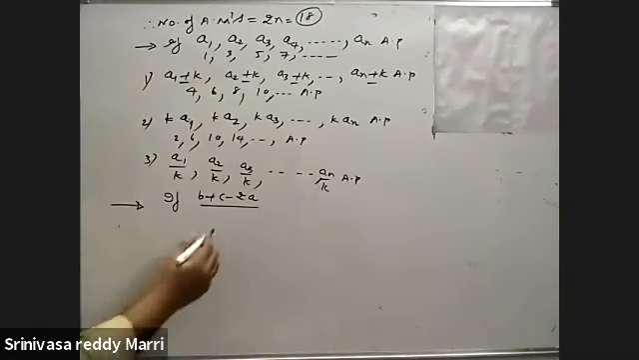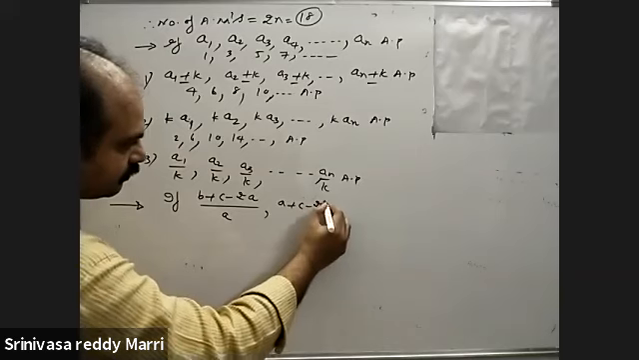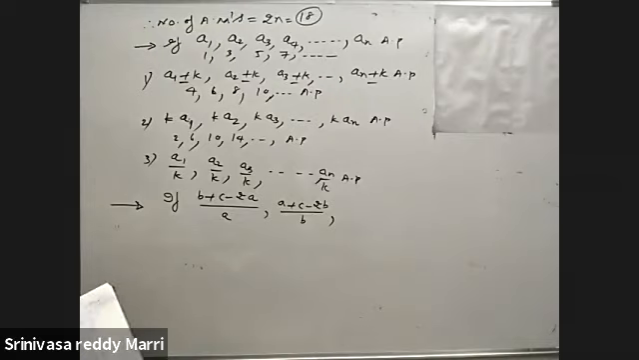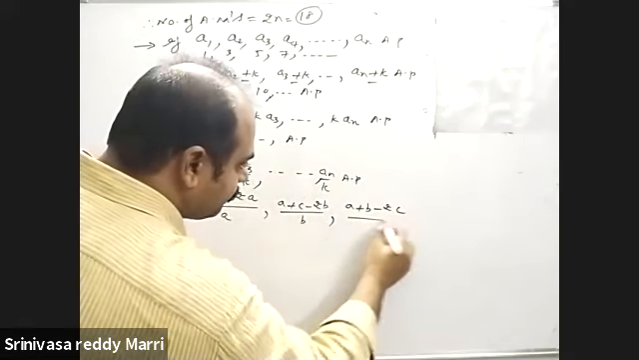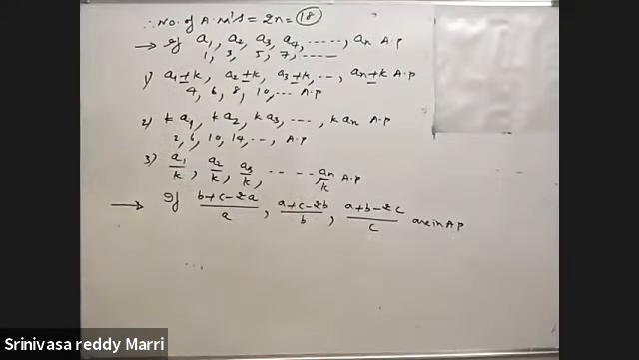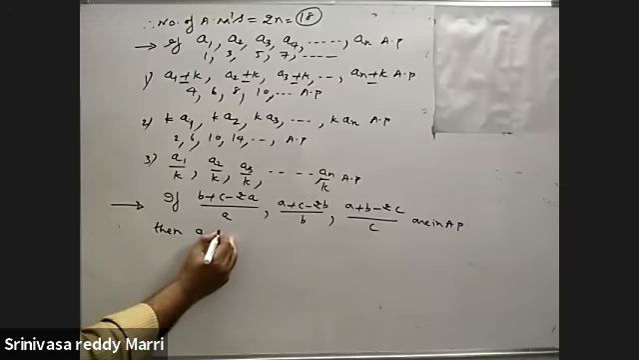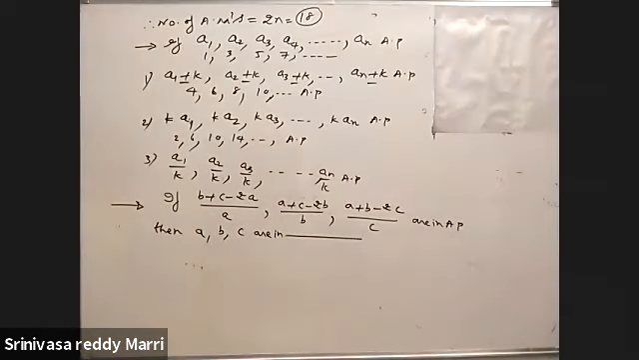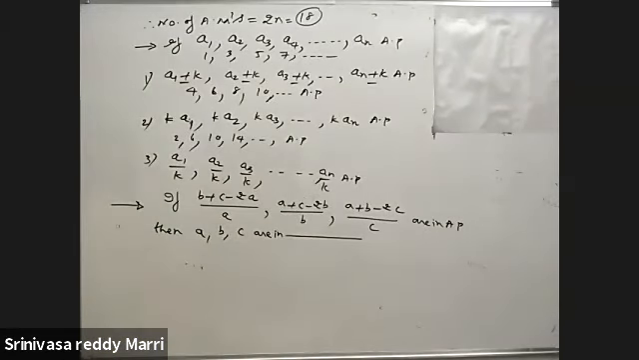Look at one problem. The problem is: if these numbers are in AP, then A, B, C are in which progression? Look at one simple example. These are the numbers in AP given.